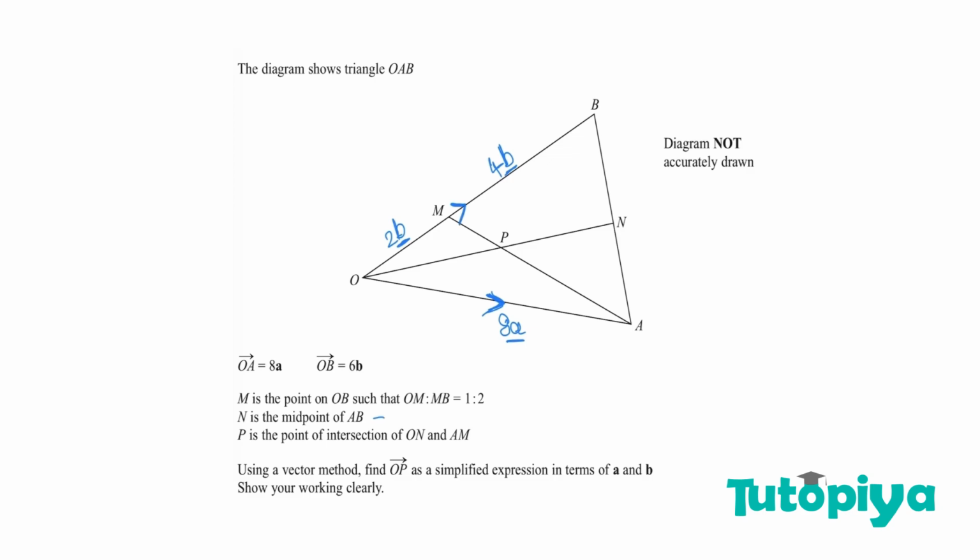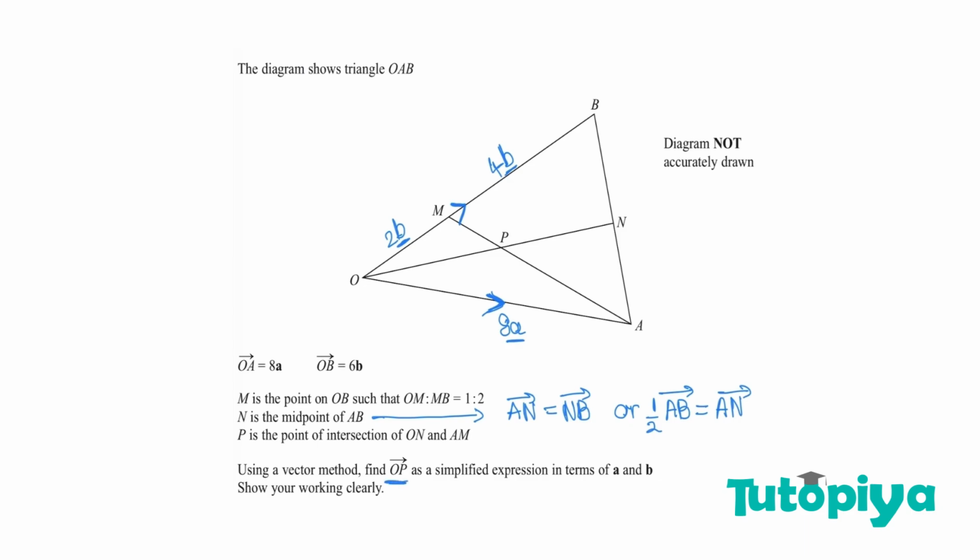The next part is that N is the midpoint of AB. So what does this tell me? This tells me that the vector AN is going to be equivalent to the vector NB. It also tells me that half of AB is going to be equivalent to AN. So I will keep this piece of information for later reference.